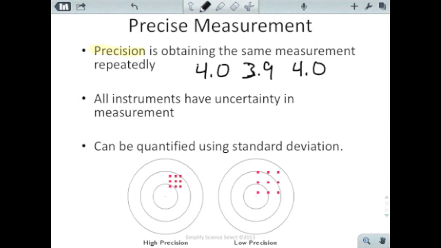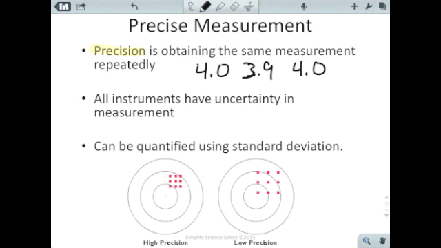Now, all those measurements are around the same thing. They're all around 4. Okay, so what we can say is that that balance is precise because it's getting around the same measurement every single time. Now, all instruments are going to have an uncertainty in the measurement, meaning we're not going to always get exactly what we should get every single time.